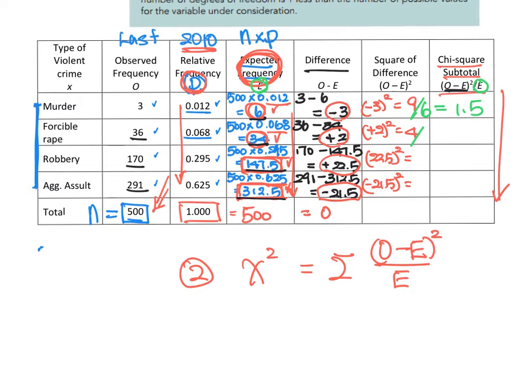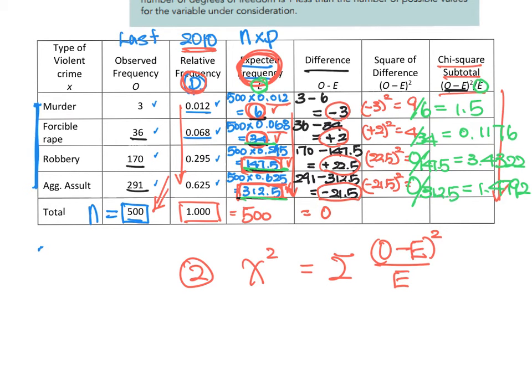And 4 over 34, that is 0.1176. And take the square over 147.5. That will be 3.4322. And take the square over the expected one, 312.5. That will be 1.4792.